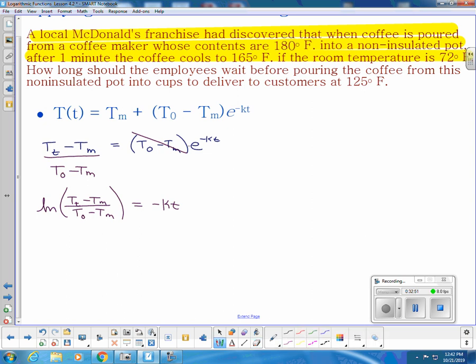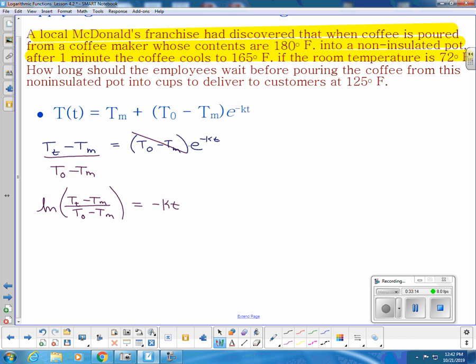All right. So using the numbers in that yellow deal, find me a rate of cooling. Here's our problem. We don't have the rate of cooling. And we're looking for, the actual question says, how long should we wait before pouring the coffee to deliver to customers? Okay, so we have to find the rate of cooling first.